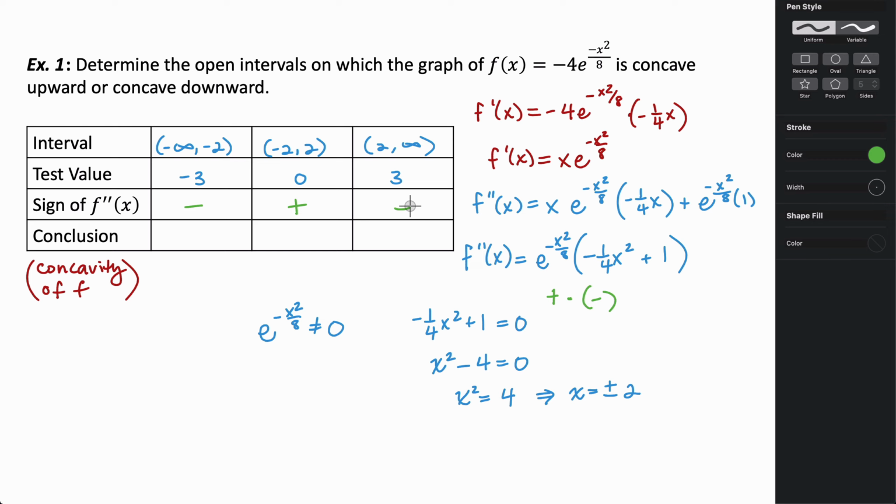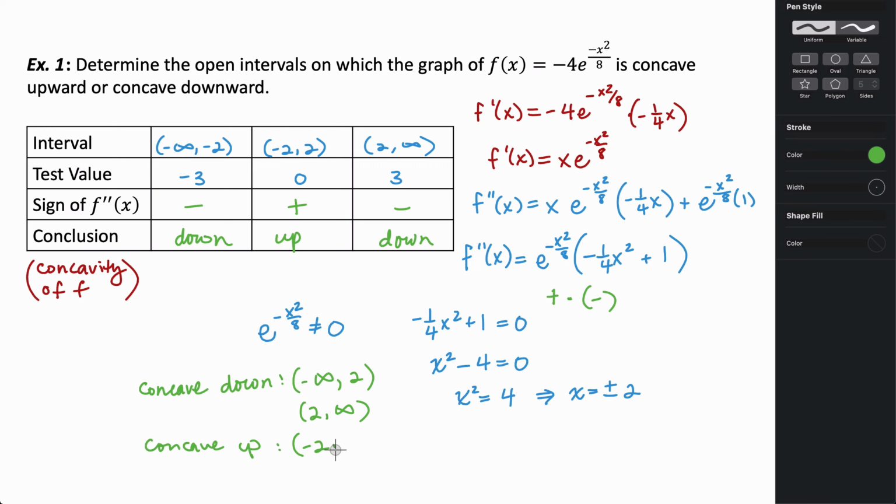So if we recall, when the second derivative is negative, the function is concave down. When the second derivative is positive, the function is concave up. And when it's negative, it is concave down. So let's go ahead and summarize our conclusion here. It's concave down on the interval from negative infinity to negative 2 and from 2 to infinity. And then it's concave up on the interval between negative 2 and 2. So that is this first example here.